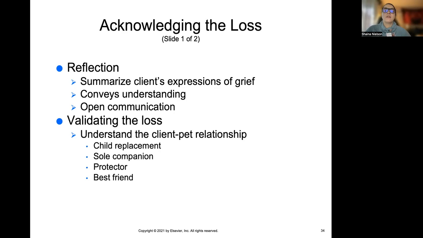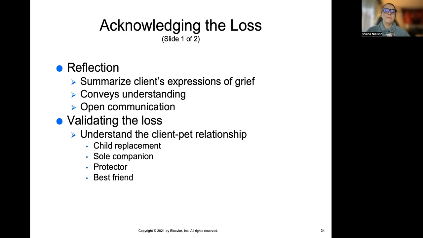We do want to validate their loss, again, understanding that client-pet relationship, that human-animal bond. And some people will be looking at replacements a different way. Can they replace this pet? Maybe that was their sole companion. Maybe that was their protector, their best friend. So it's really important knowing that I know that you guys all know this. You all have passion and love for animals, which is why you're here.